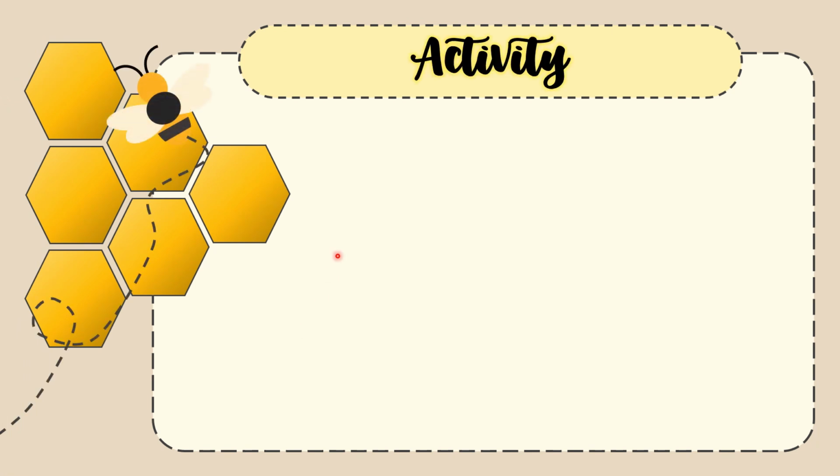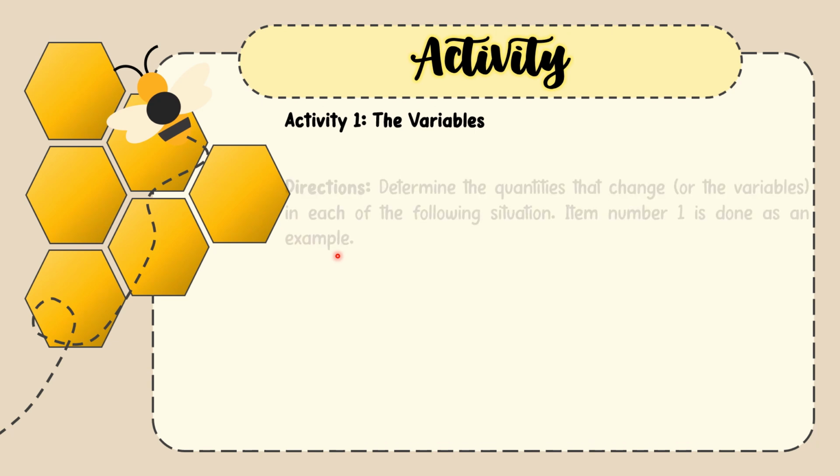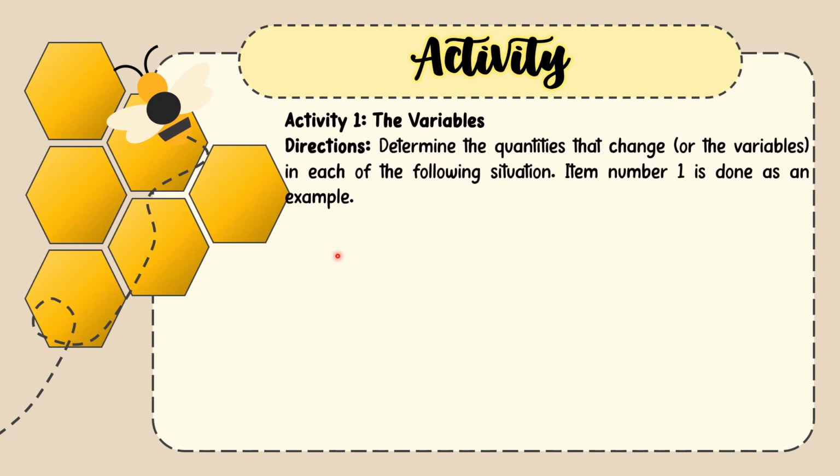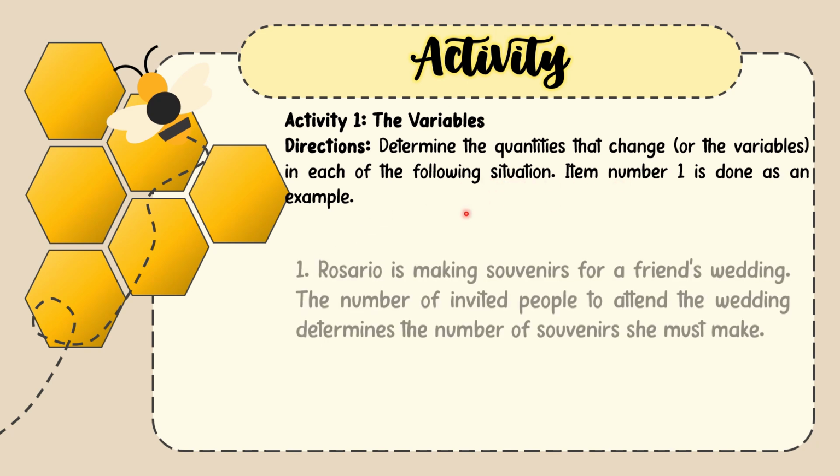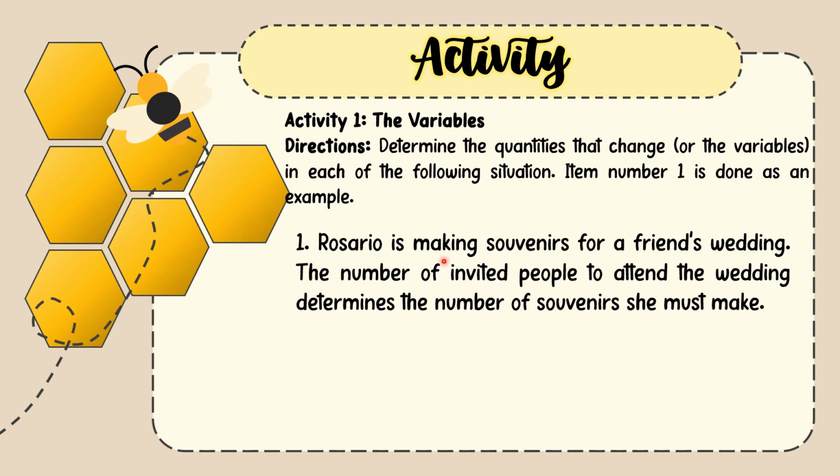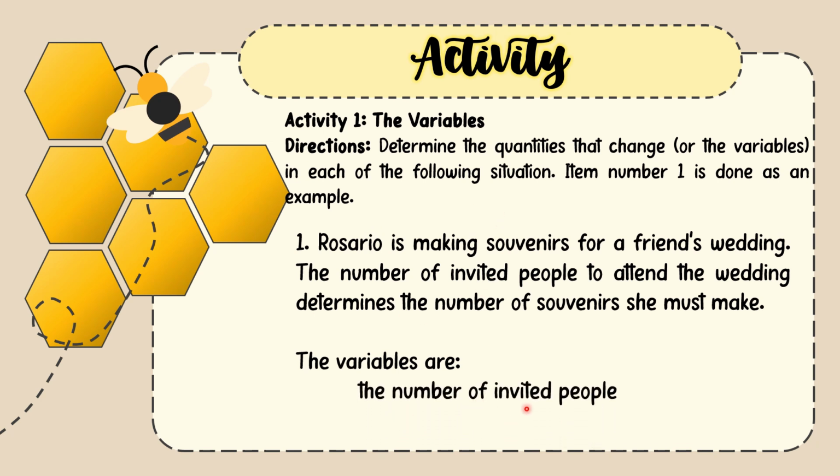Before having the definition, let us first do an activity. Activity 1, the variables. Determine the quantities that change, or the variables, in each of the following situations. Item number 1 is done as an example. Rosario is making souvenirs for a friend's wedding. The number of invited people to attend the wedding determines the number of souvenirs she must make. So the variables for this situation are the number of invited people and the number of souvenirs.